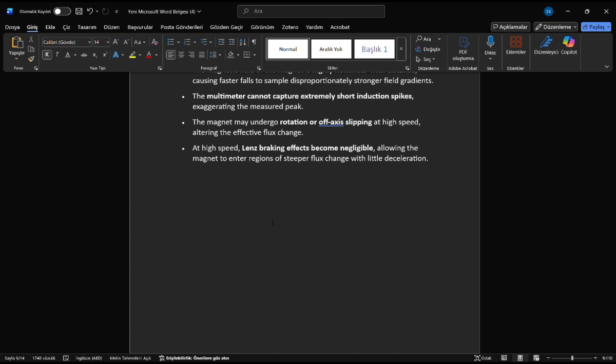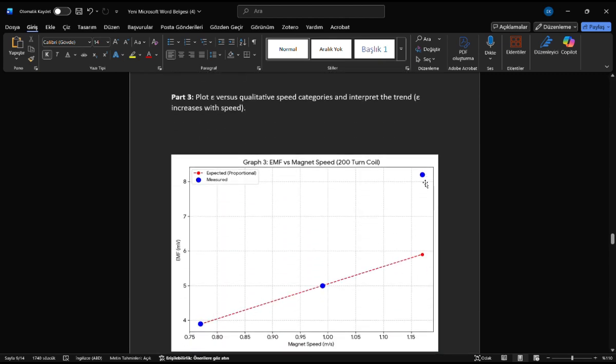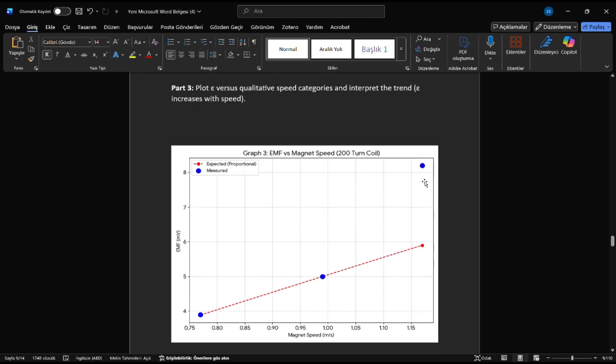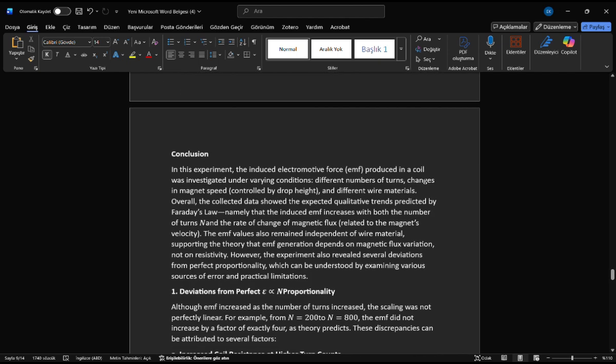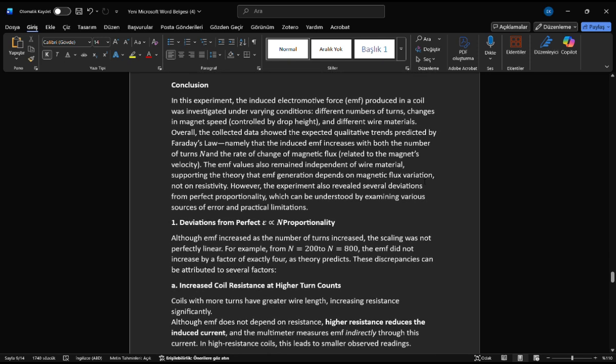So what I did was I tried the drop 5 times and I got the average value, which you see here. This was the average of 5 drops. It still didn't come out pretty fine.